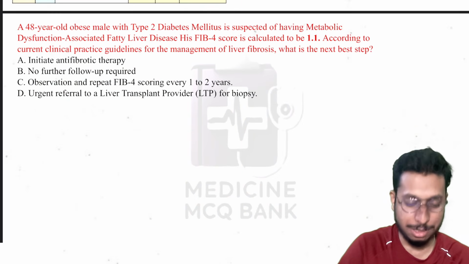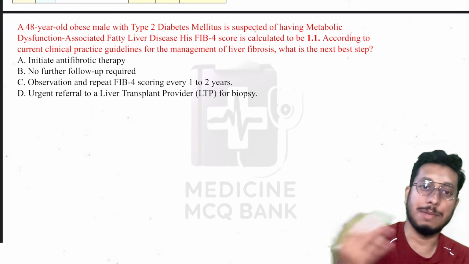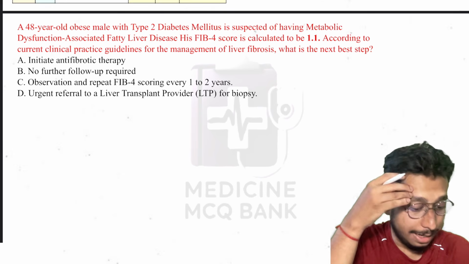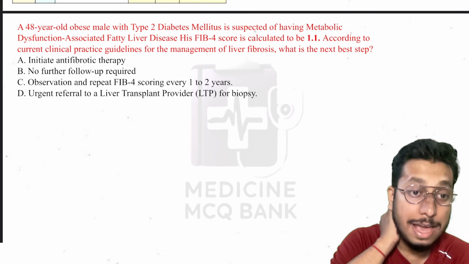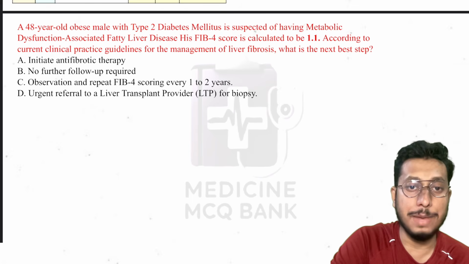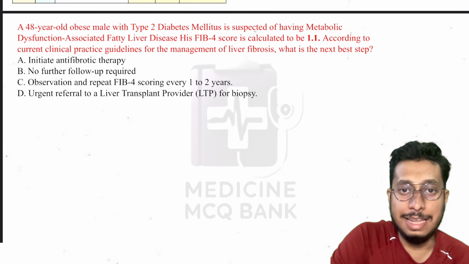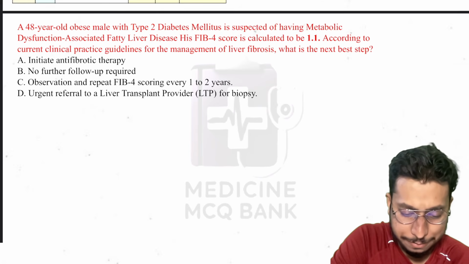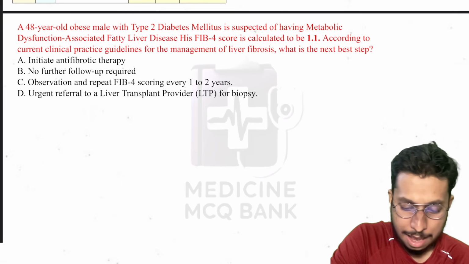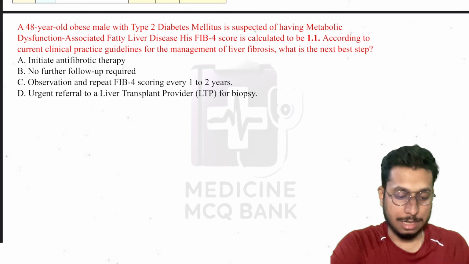So coming to the discussion. The first question for today is, obviously recall based, so there should be some discrepancy expected between the question and what was asked in the real exam. Here it says: a 48-year-old obese male with type 2 diabetes mellitus is suspected to have metabolic associated fatty liver disease. He has undergone a FIB-4 score, which comes to be 1.1. According to the current clinical practice guideline for the management of liver fibrosis, what is the next step?